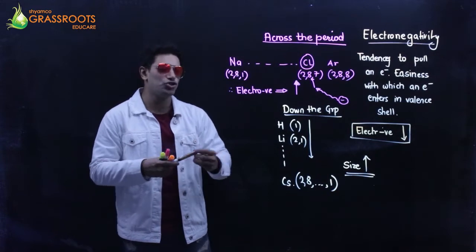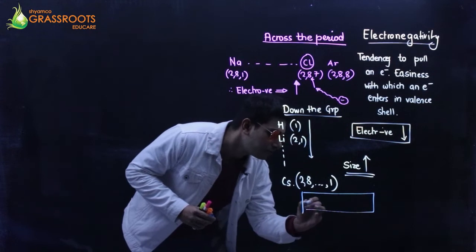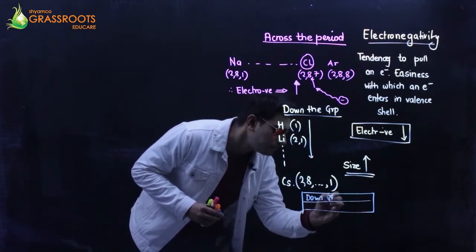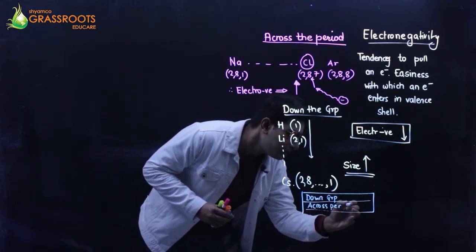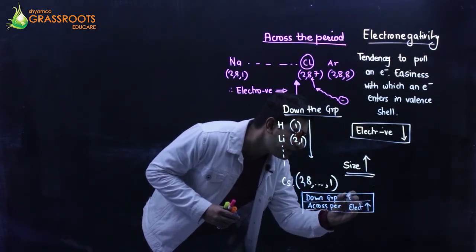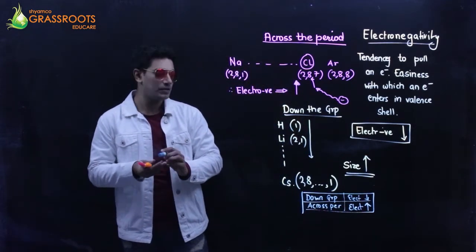So if I happen to generalize the concept, it goes this way: down the group and across the period, electronegativity across the period increases and electronegativity down the group decreases. Remember, right?